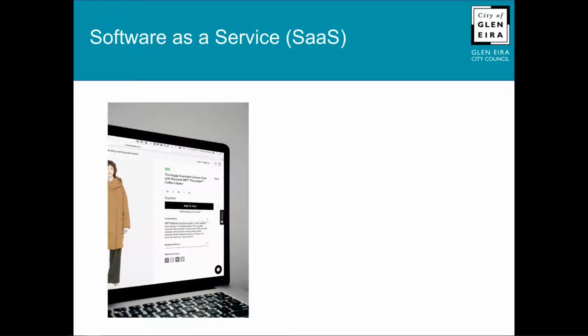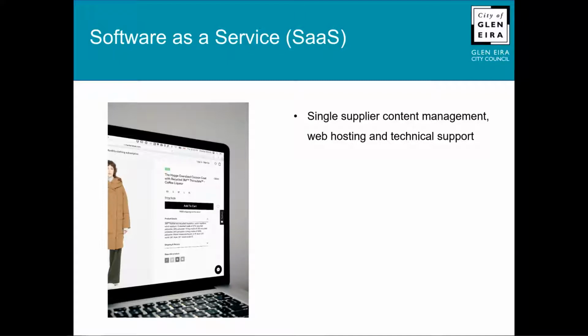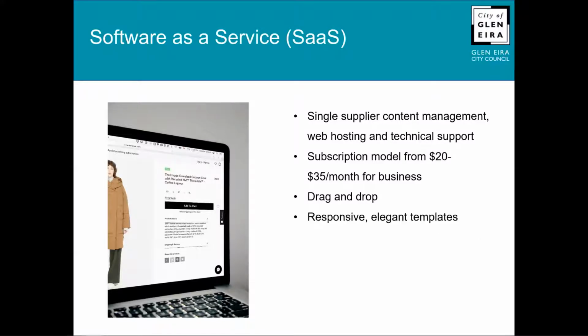Software as a service. This is a single supplier content management system with hosting and technical support in one. Some of the subscriptions may include commission fees for sale from online stores, for example on Shopify. They may also come with the drag and drop feature. They are usually responsive and have elegant templates which are pre-made designs. The number of templates available vary depending on the CMS. The more popular CMSs seem to have more templates, and they are either free or paid.